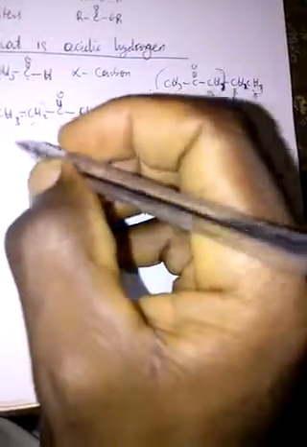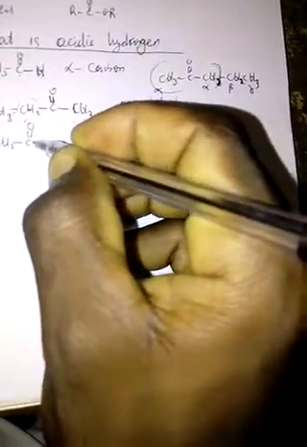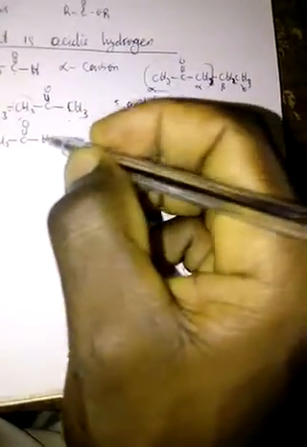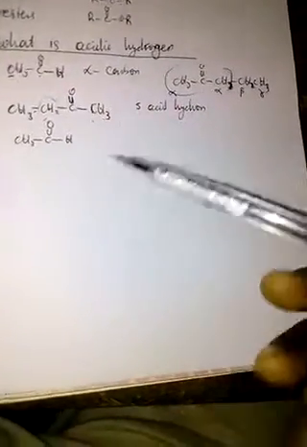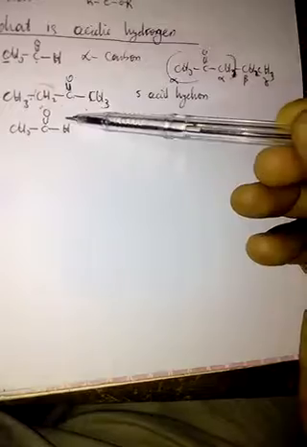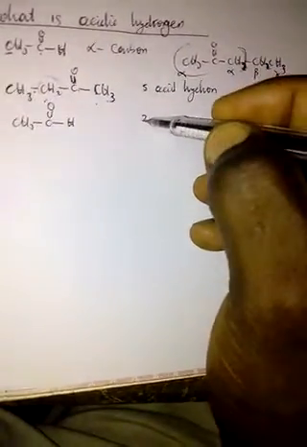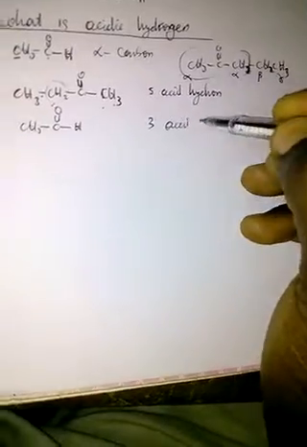Number 2, let me use that as an example. CH3, C-double-O, H. I told you, don't mistake this. I said hydrogen on the alpha carbon. There is no alpha carbon here. These are alpha carbon, so this has 3 acidic hydrogens.